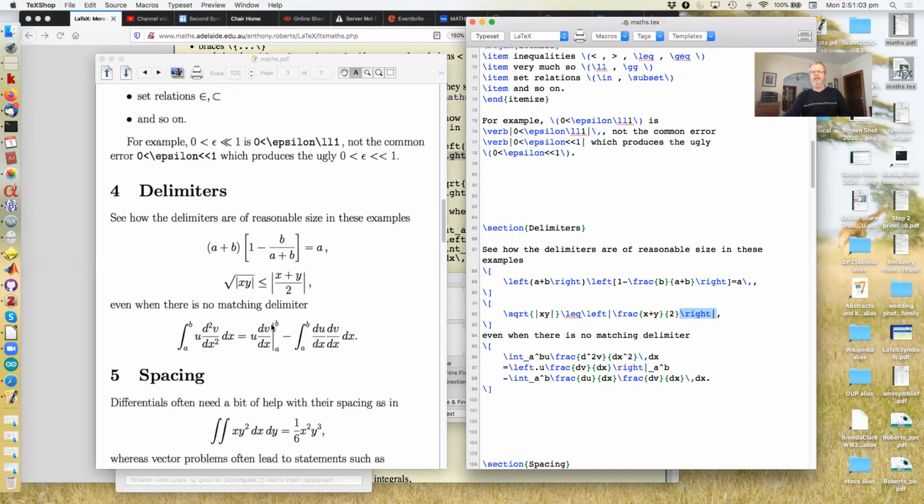How do you get that big when there's no left for it to match? The answer is you use \left. It doesn't typeset a dot. The dot is just a placeholder saying this is the left that matches this right.